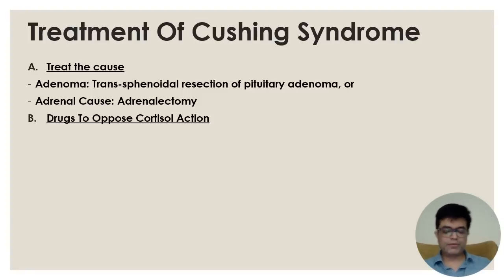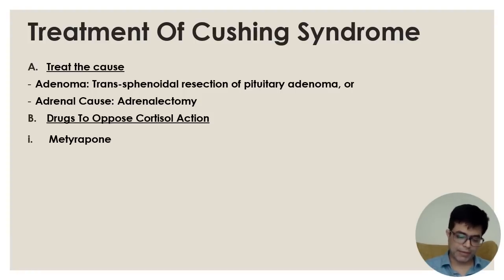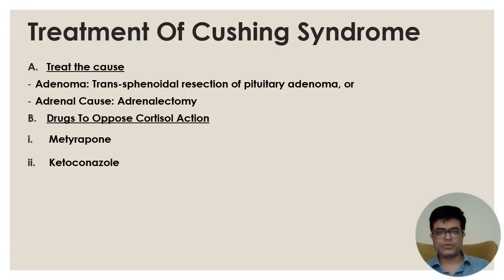Then secondly, you will be using drugs which oppose cortisol action. The drugs which are approved for use by FDA include metirapone. You have to remember, metirapone is a drug which inhibits 11 beta hydroxylase enzyme, and so it reduces cortisol production. Secondly, ketoconazole, it reduces steroidogenesis at multiple levels in the adrenal glands. Third is mitotane, which again reduces cortisol release.